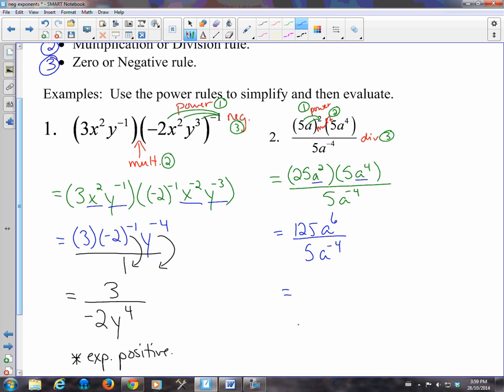And last thing I do is my dividing. 125 divided by 5 should be 25. When I'm dividing with the same base, I keep the base and I subtract my exponents. Be careful subtracting with negatives. What we are doing is 6 take away negative 4, which is actually 6 plus 4. So my exponent will be 10. The reason we leave our negative exponents to the end is sometimes when we do all the other rules, the negative exponents work their way out and we don't have to do any flipping. So make sure you leave your negative exponent to the very end.